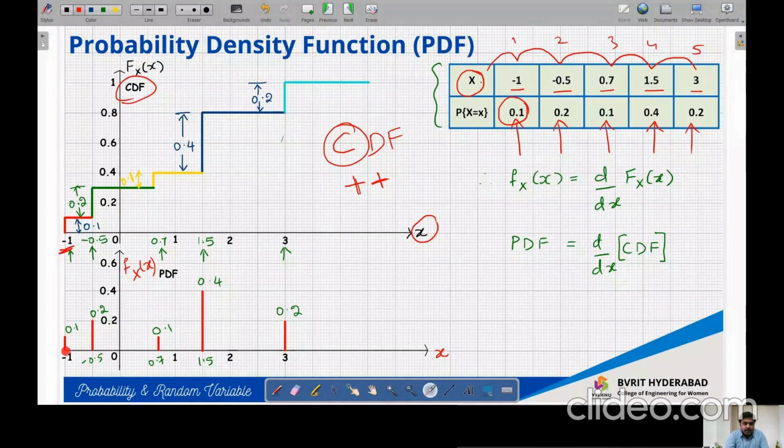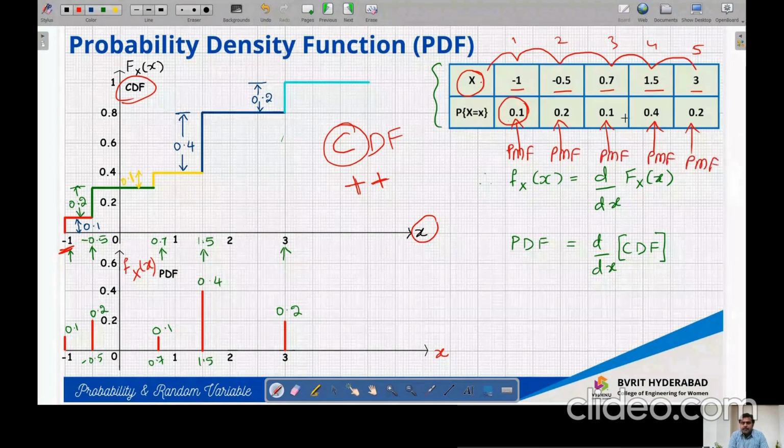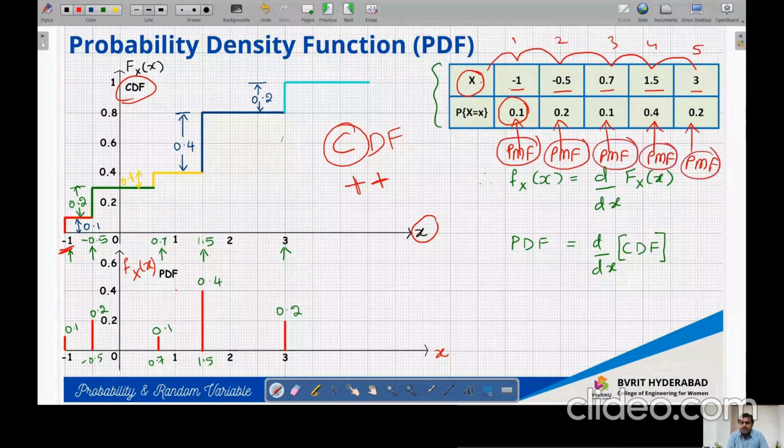Now, I am showing you the next plot. You can see below, this is simply plotting the probability mass function. These are the probability mass functions at the respective values of x, right? So it is simply plotting the mass functions at the respective values of x. You can see that 0.1 is the probability mass function when x takes a value of minus 1. This is 0.2, 0.1, 0.4, 0.2, and so on.